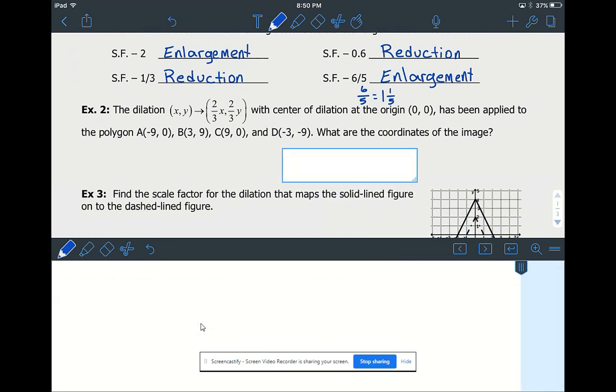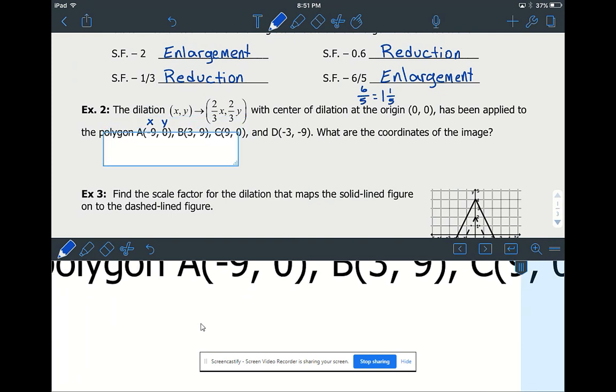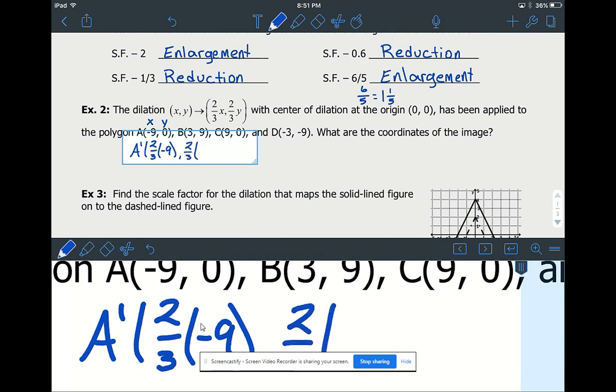All right. The dilation with the rule x comma y transforms to scale factor of 2/3 times your x and y. We're going to do that center dilation with the center being at 0, 0. And we're going to apply that to the polygon ABCD. What are the coordinates of the image? So if we look at A, this is your x, this is your y. So to get A prime, what we would do is we would take 2/3 times your x and then 2/3 times your y.